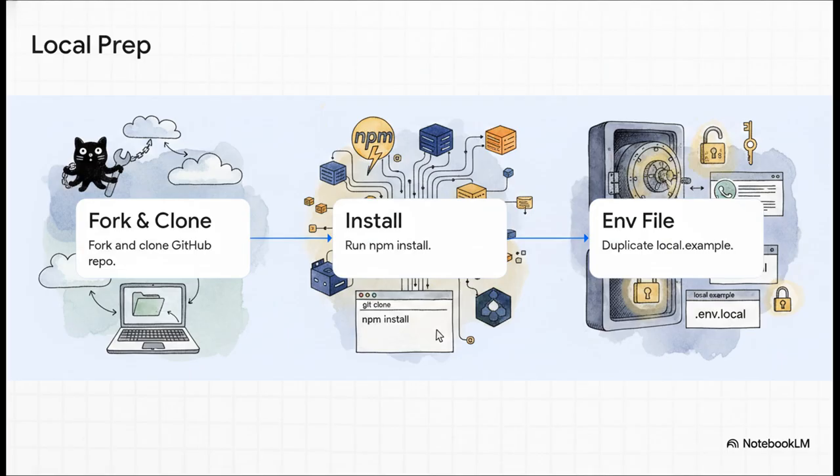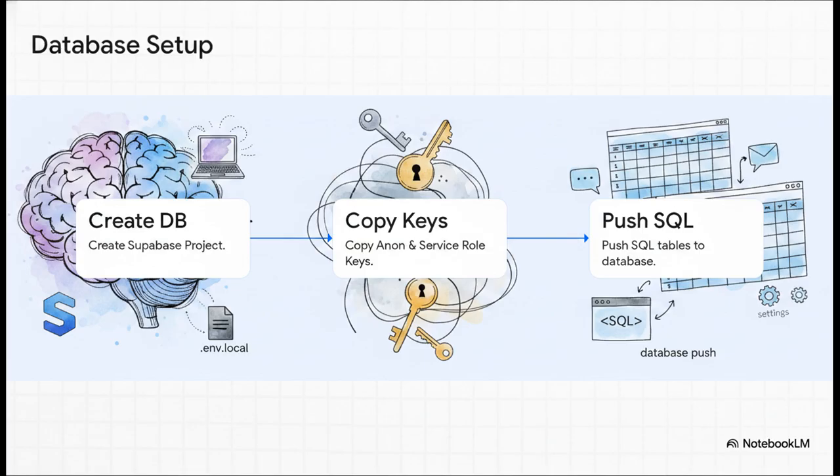Finally, you'll see a file in there named local.example. You need to duplicate this and rename it to .env.local. This environment file is highly secure. It's essentially the vault where all our secret API keys are going to live. Now, we get to spin up the brain of the operation, Supabase. Go to Supabase, create a new organization, and spin up a project. From your project settings, grab your URL, your anon key, and your service role key, and paste those securely into that .env.local vault file we just talked about. And remember, keep your service role key absolutely secret.